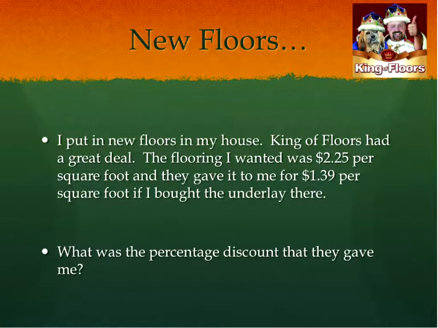So then the guy came over and he talks to me. He says, if you buy the underlay from them, which is the stuff you put on the floor on the bottom before you put on the laminate, he says, if you buy that from me, I will charge you a lot less money. And I said, well, how much? And he said, $1.39 a square foot if I buy the underlay there. So I thought that was a heck of a smoking deal because I'm getting lots of money off. But I want to know what the percentage discount was that they gave me. So how am I going to figure that out? What percentage am I getting off?